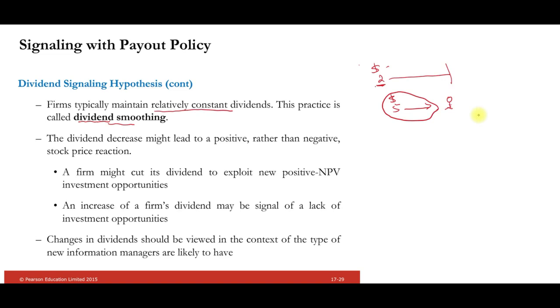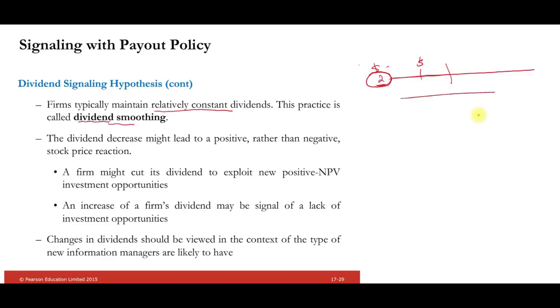So dividend smoothening is a way to keep the level of a dividend at a rate that could be maintained for a longer period of time. So if there is a sudden increase to five, it would set expectation. Next time the investor would expect 5, not 2, right? So that's why dividend smoothening is kept intentionally so that they can meet the expectation of investors.